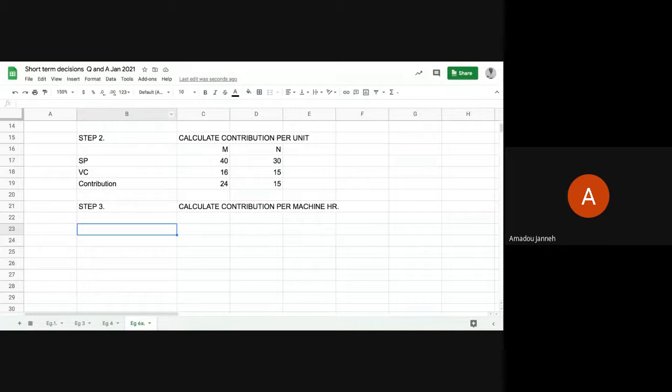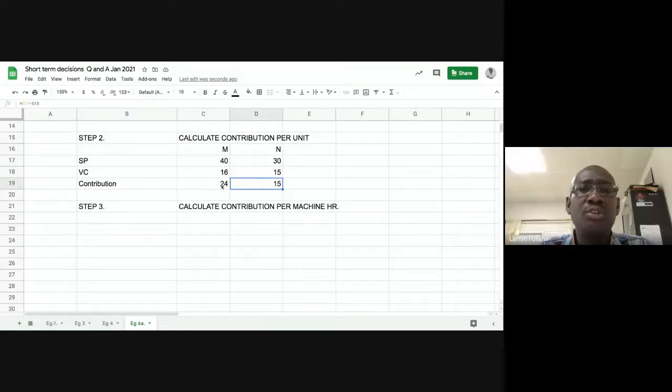Sorry, is it going to be like the selling price minus this fixed cost per unit? No, we've already calculated our contribution per unit: 24 for M. So contribution is calculated. So we are going to find the contribution per scarce resource. Our scarce resource is machine hour. So we need to calculate our contribution per machine hour.